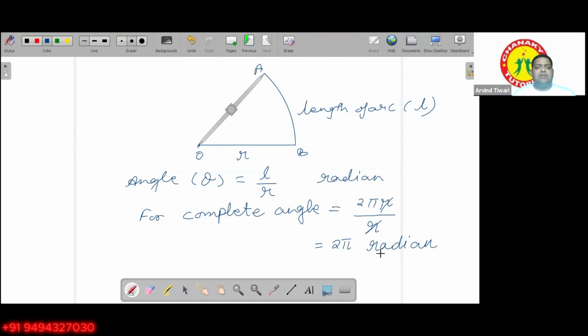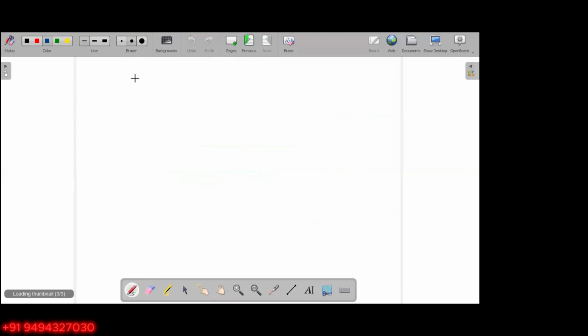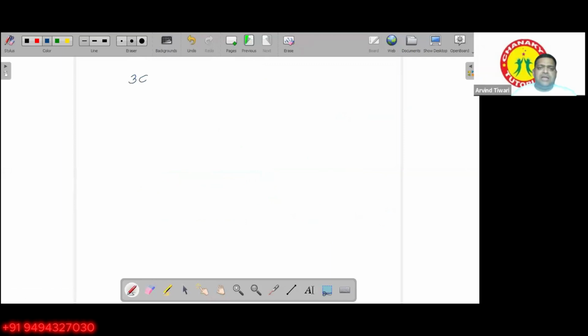What is this angle equivalent to in degrees? 360 degrees. Yes. So we can say that 360 degree is equal to 2 pi radian. So I can also say that 1 degree is equal to 2 pi over 360 radian. This is also equal to pi over 180 radian.